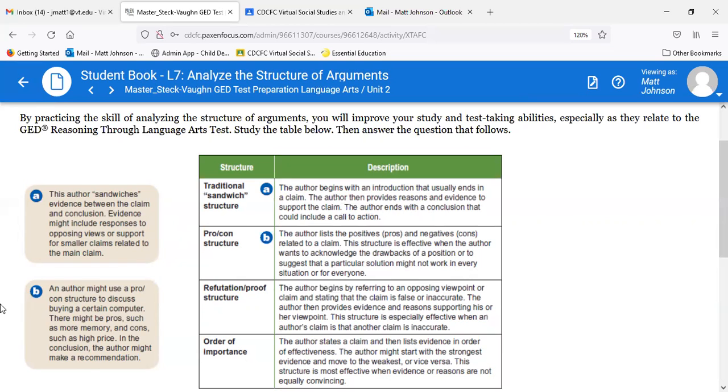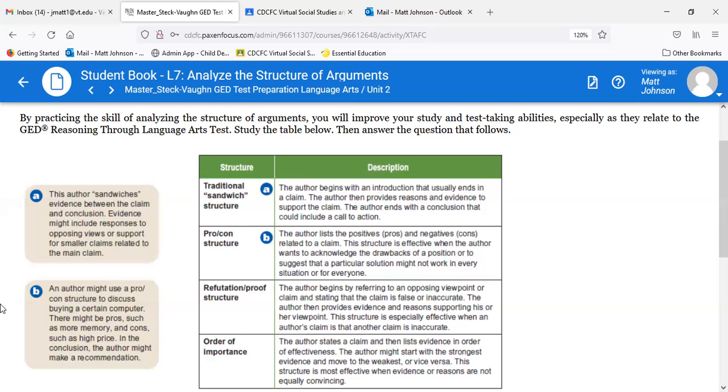So very traditional, right? That goes along with that idea of how you structure your writing: introduction, body, and conclusion. That introduction is going to include some type of claim, and then the body of the writing is going to include the reasons and evidence to support that claim, and then you'll wrap it up with the conclusion to persuade your reader, what have you.